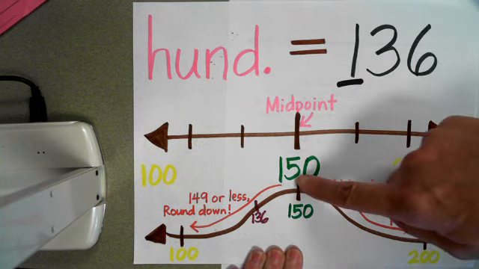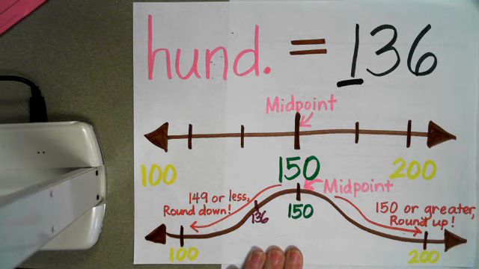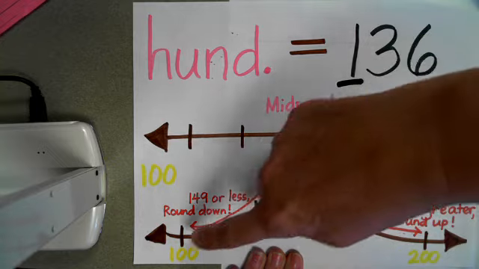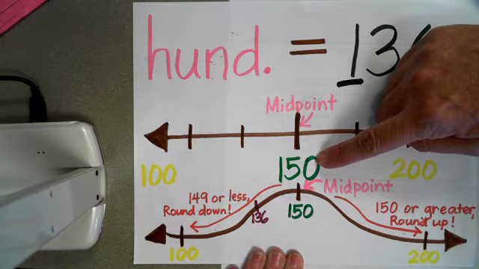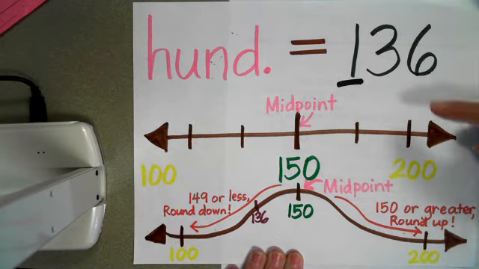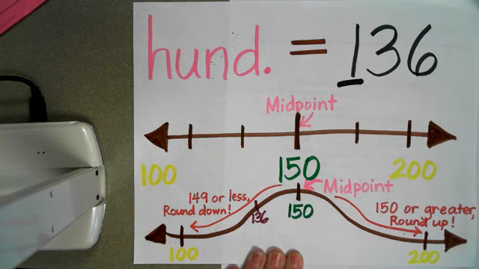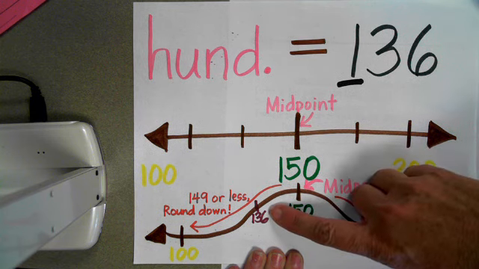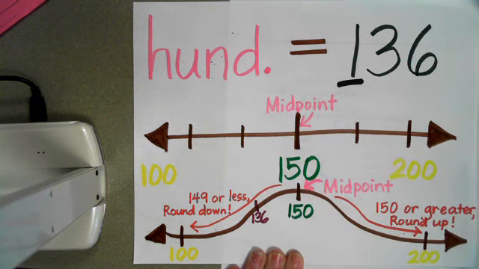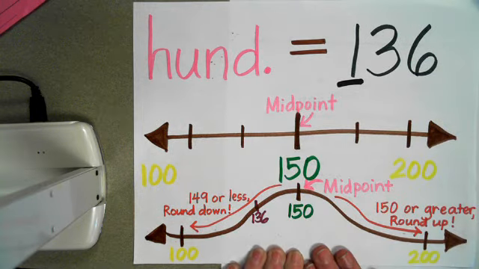And when we do that, we create this little hill, which is actually a friendly little hill because it's going to help us to determine whether we round down to the lower number or round up to the greater number. So once we know what the midpoint is, after we've identified our boundary numbers, that makes our job a whole lot easier because now we just have to figure out where 136 falls on this hill. And because it falls somewhere to the left of 150, because it's less than 150, 149 or less to be exact, it rounds down to the 100.